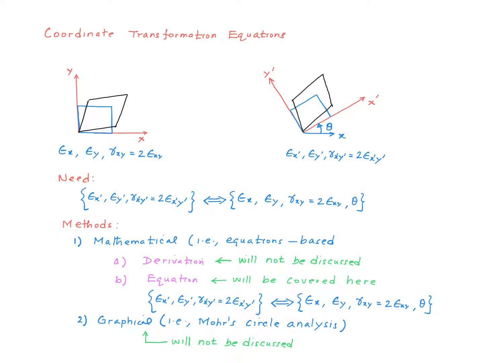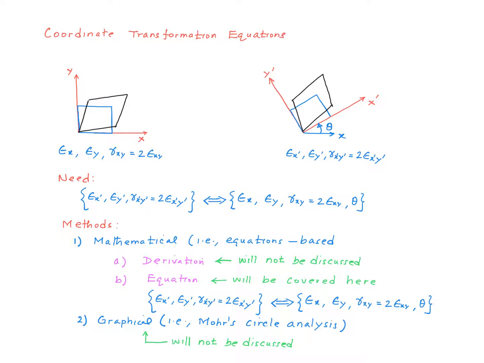So let's briefly remind ourselves as to what is it that we are trying to achieve here through coordinate transformation. We know the three strain components in the xy coordinate system, the two-dimensional Cartesian coordinate system, and we are trying to find the strain components in a rotated coordinate system x prime, y prime, where the x prime axis has been rotated counterclockwise from the x-axis through an angle theta. In other words, we are trying to find a relationship between these and these.